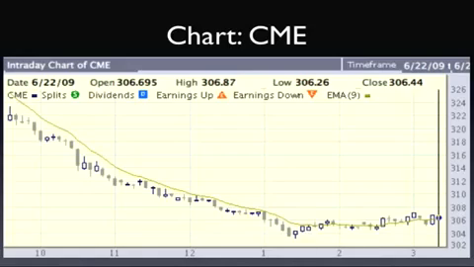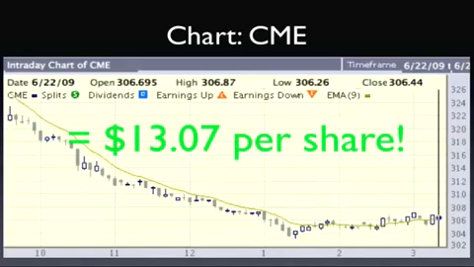and we don't break through that EMA until about 1:30, and that's at 304.93, giving us a whopping great big $13.07 per share profit. So on 1,000 shares, that's $13,070 profit on that one, which is pretty good, has to be said.